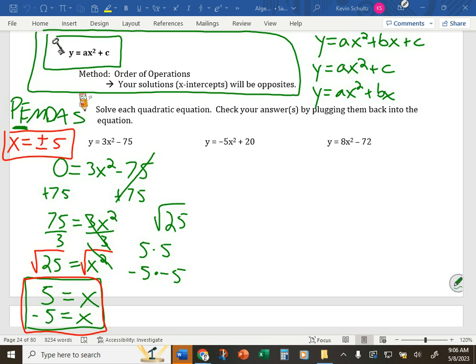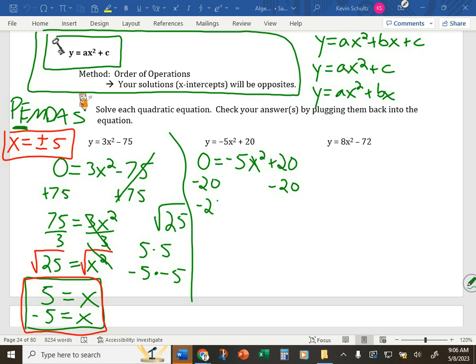Okay. Next one. y equals negative 5x squared plus 20. Since we're solving for the x-intercept, we're setting y equal to 0. So 0 equals negative 5x squared plus 20. What's our first step here? Subtract 20 from both sides. So we get negative 20 equals negative 5x squared.